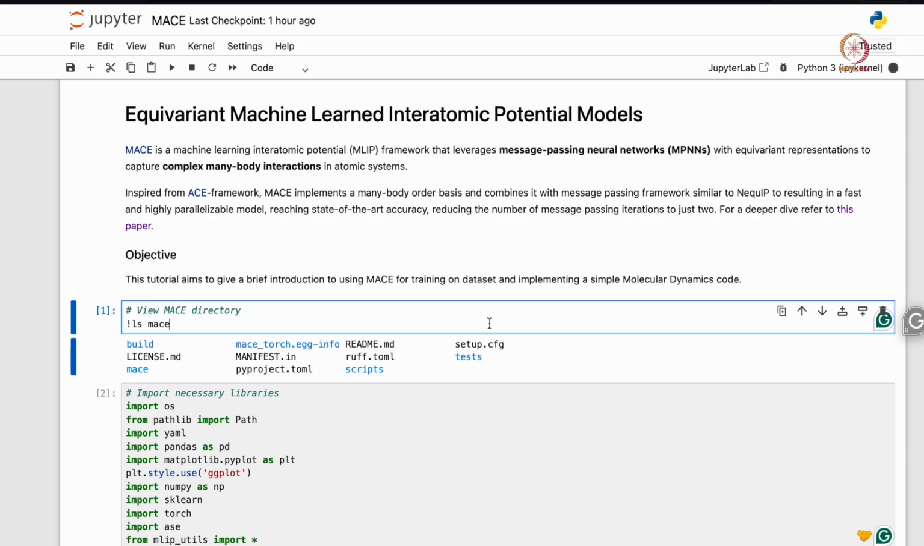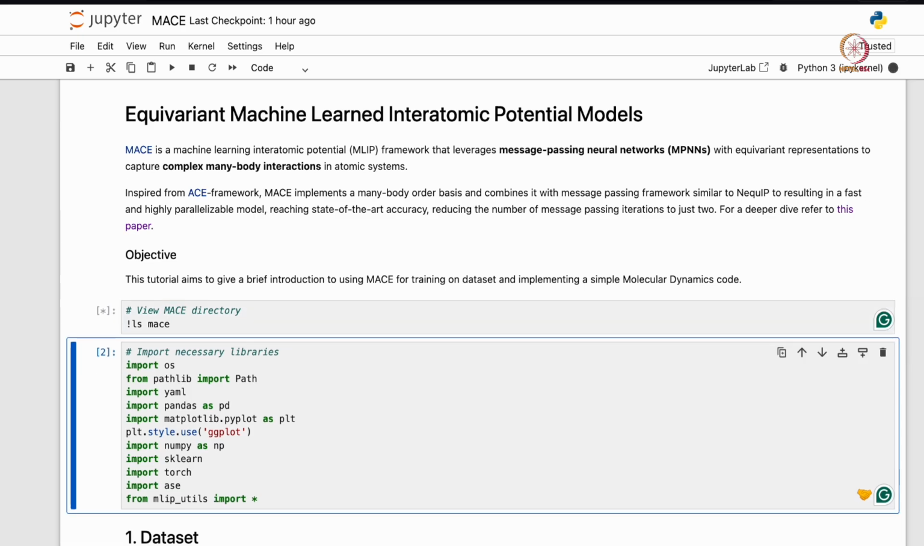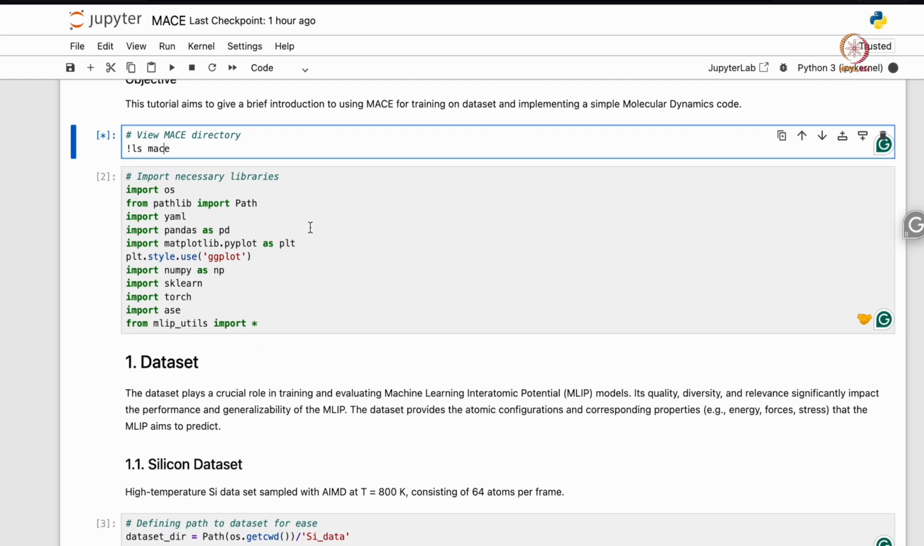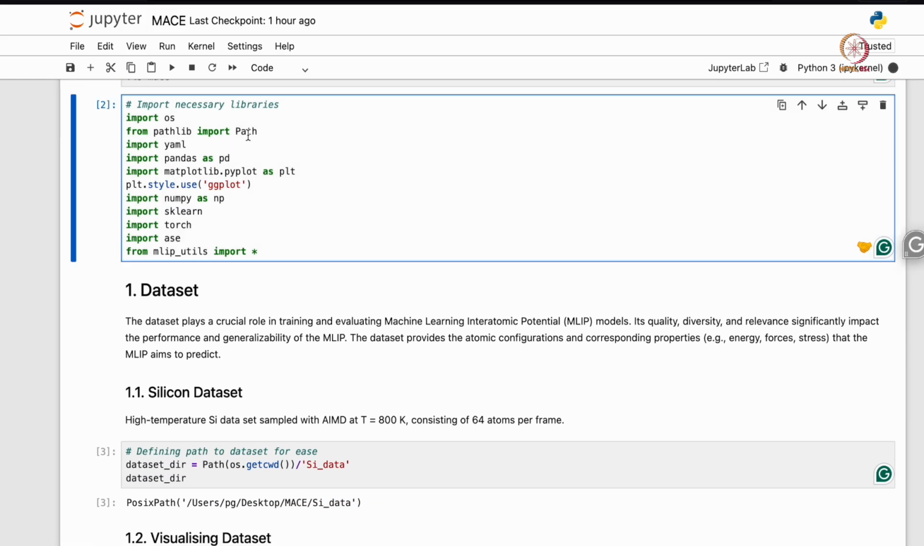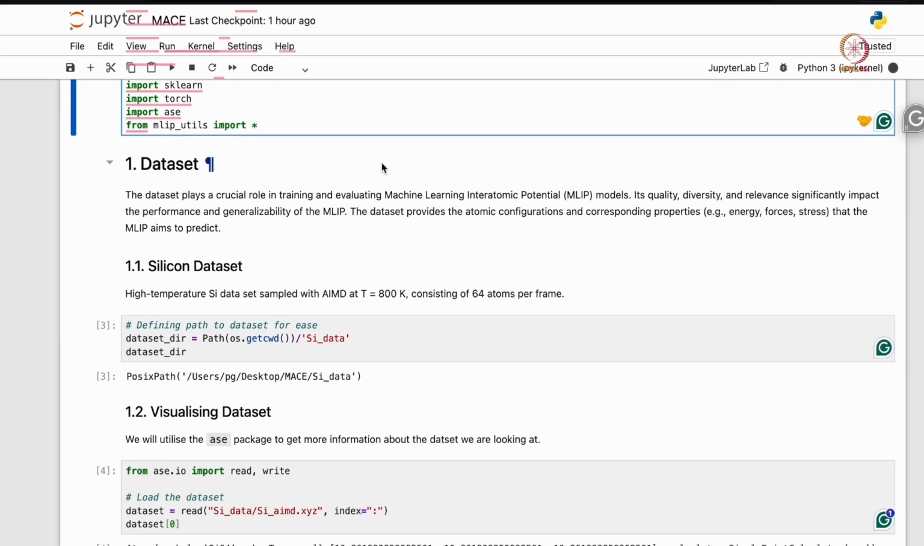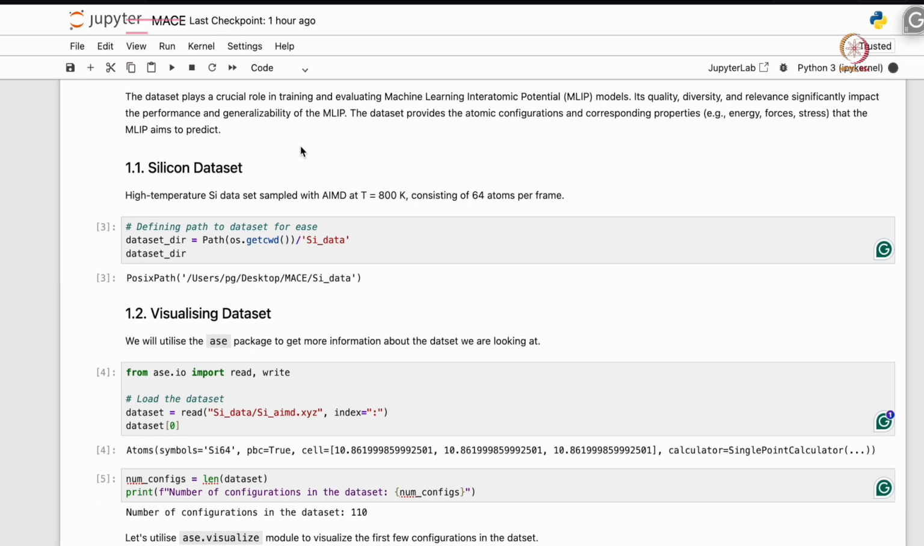Okay, so we will start once you have set up the MACE environment. You activate the MACE environment and then you go inside, and once you see the directory, you can see the files inside it. Now you import the necessary packages, and once the packages are imported, you go on to downloading the data set. The data set is silicon data at 800 Kelvin, and each cell consists of 64 atoms.